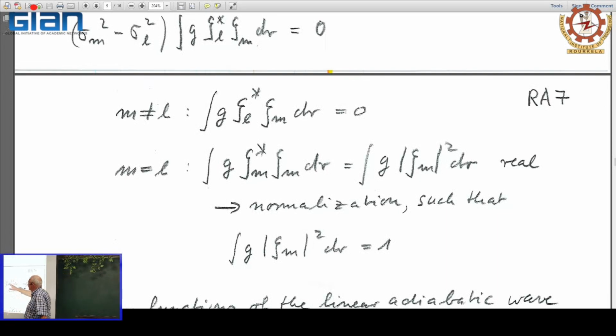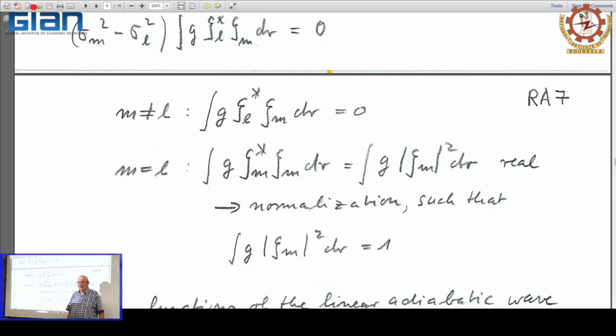What does this mean? Well, this means normalization of the eigenfunction, and this condition, if we have two different eigenfrequencies and we consider the integral over the product of two eigenfunctions which do not belong to the same eigenvalue. What does it mean?